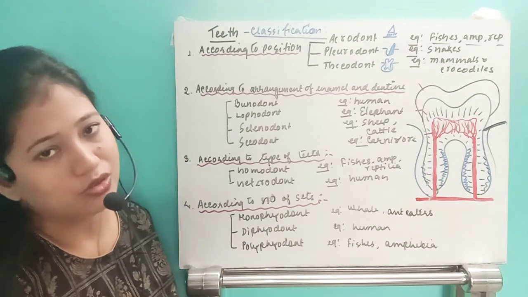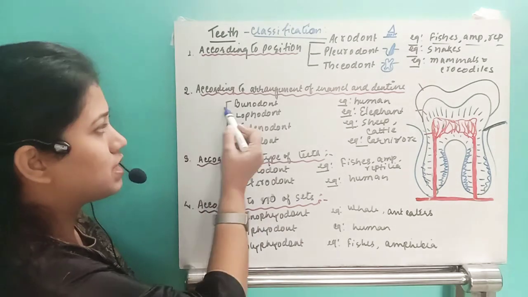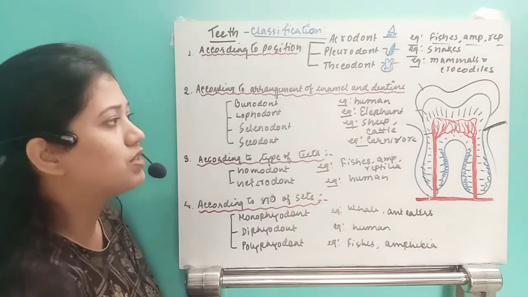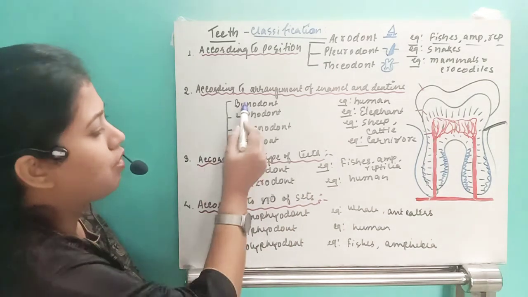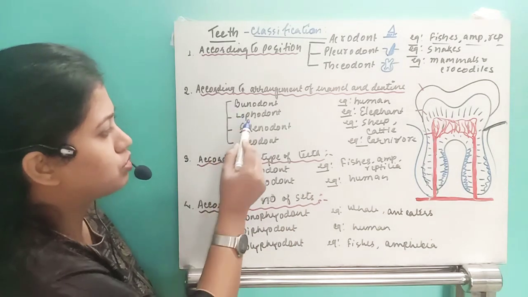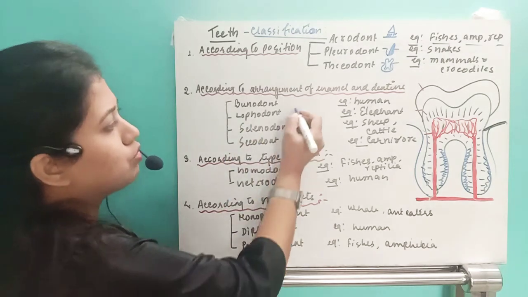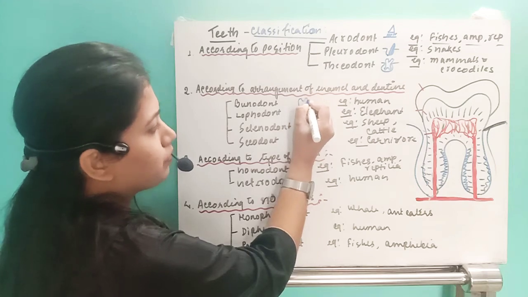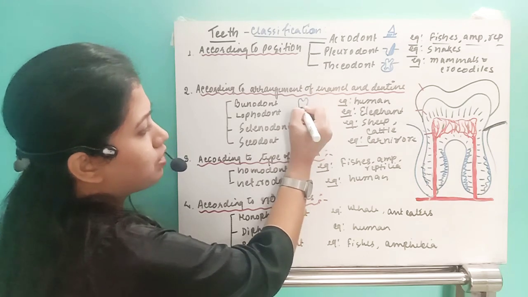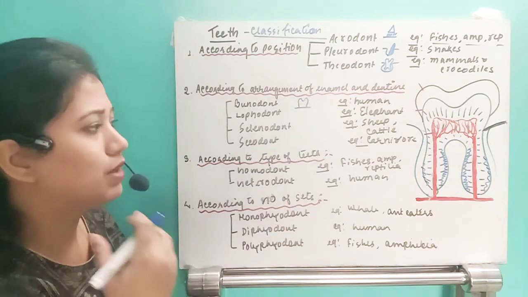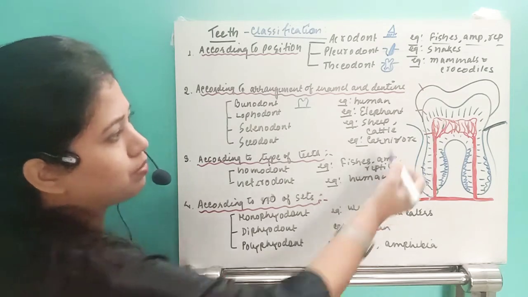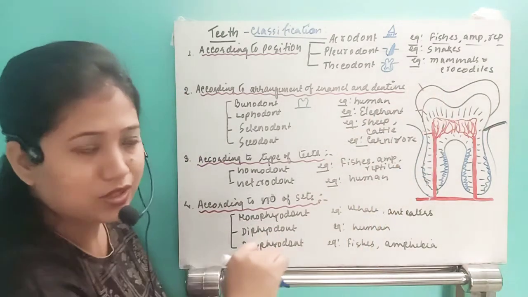So this is the thecodont type of teeth. Second one, according to the arrangement of the enamel and the dentine, we have four types of teeth: bunodont, lophodont, selenodont and secodont. If it is a bunodont type of teeth, the tooth is going to have a depression in the middle. Like in the case of human teeth, we have a depression, like this depression we have seen already.